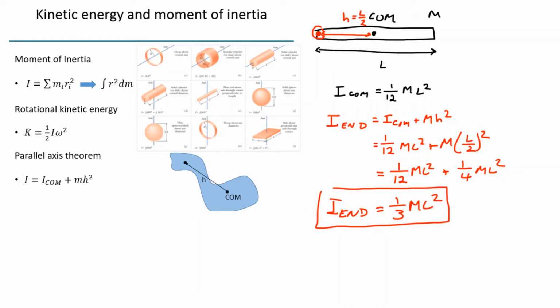So for this class, to find the moment of inertia of any object, you can just look up the moment of inertia around the center of mass of that object in this table from the book. This is in chapter 10. And then you can use the parallel axis theorem to calculate the moment of inertia around any other point.